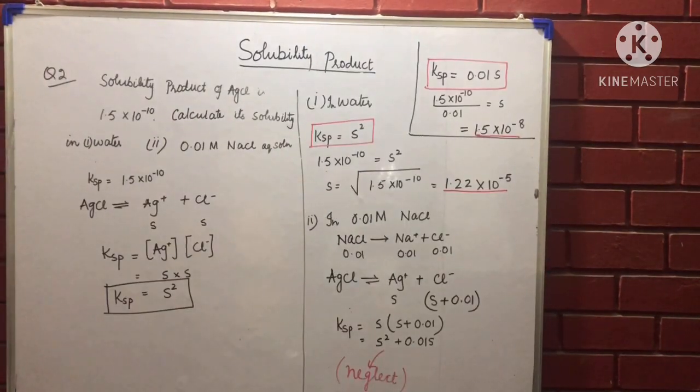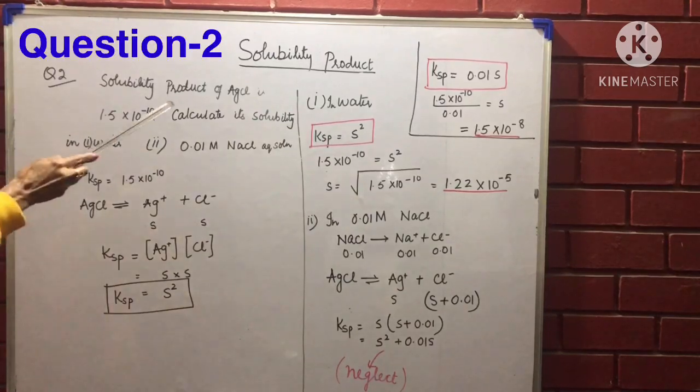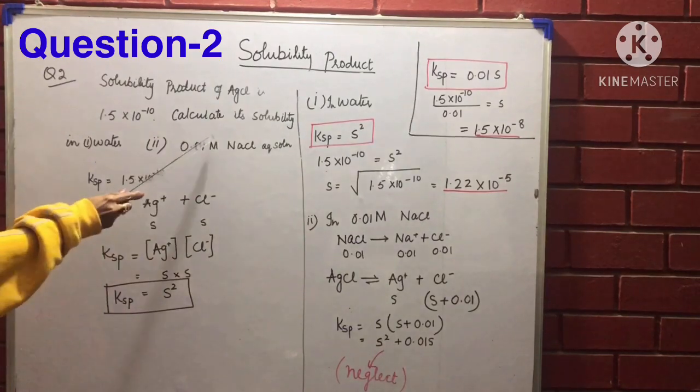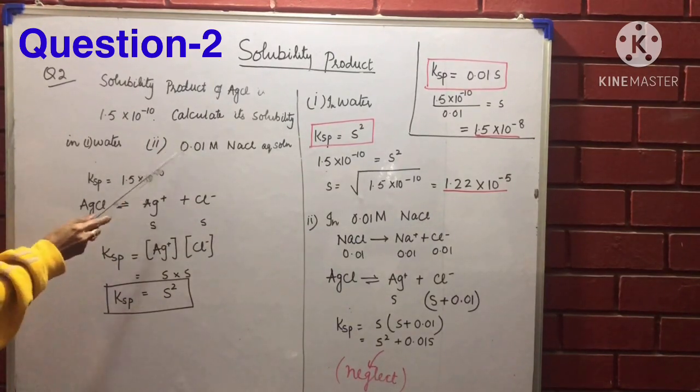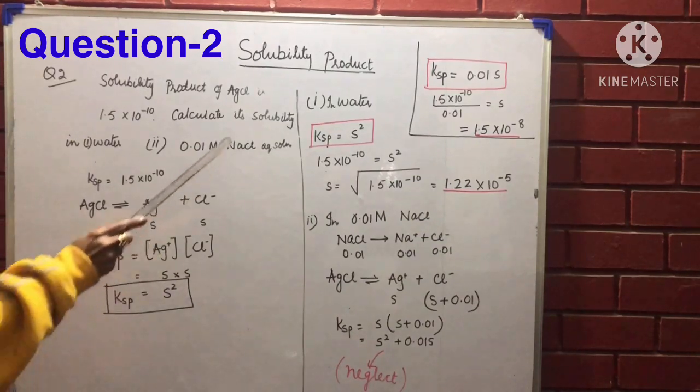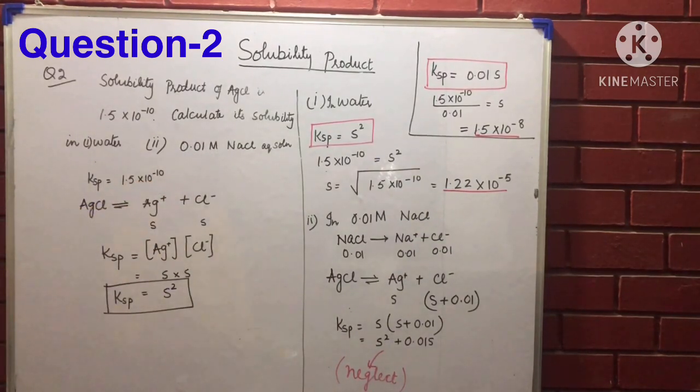Now the question says solubility product of AgCl is 1.5 into 10 to the power minus 10. Calculate its solubility in water and then in 0.01 molar NaCl solution. So to find out in water, Ksp is already given to you. I'll first find the formula for AgCl, Ag ions and Cl- ions, S and S, so it becomes S square. So formula for Ksp is S square.